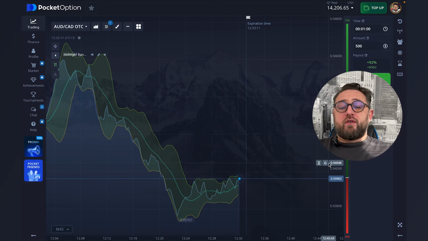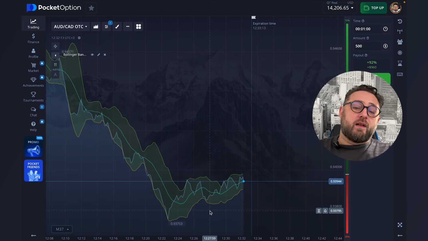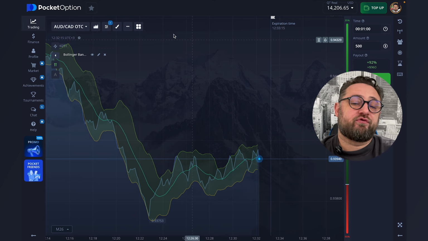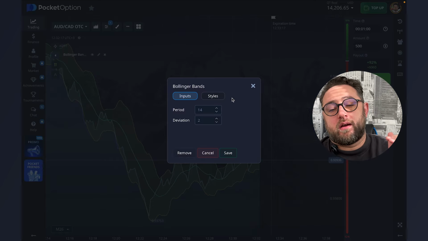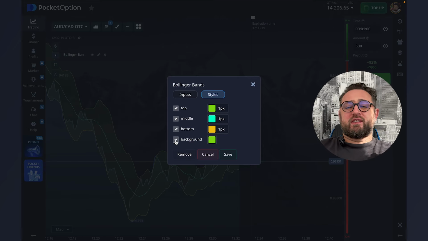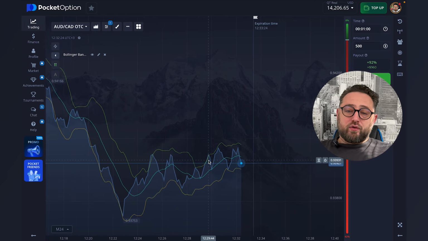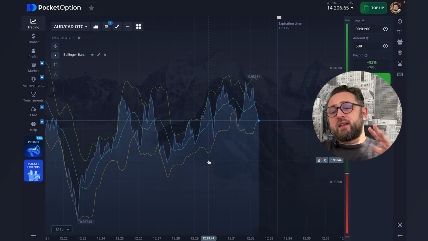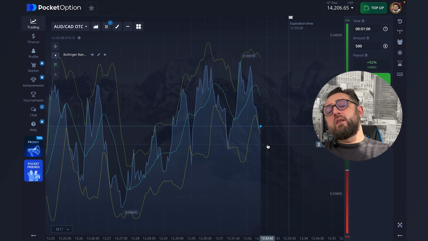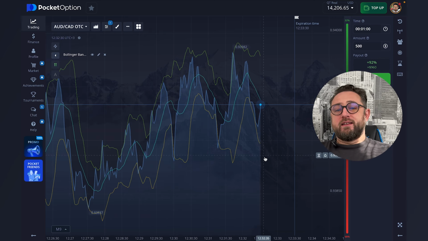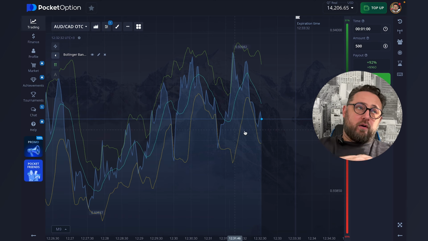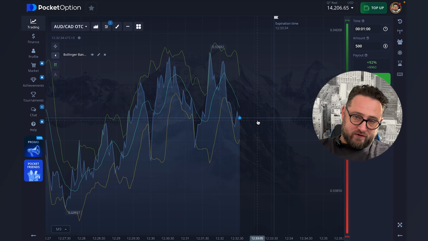If your platform allows, remove the background fill and just keep the 3 lines. It will make your chart cleaner, especially on line charts. These bands recalculate in real time, giving you an evolving view of volatility, because this indicator is all about volatility. And now let's mix our Bollinger Bands with RSI.